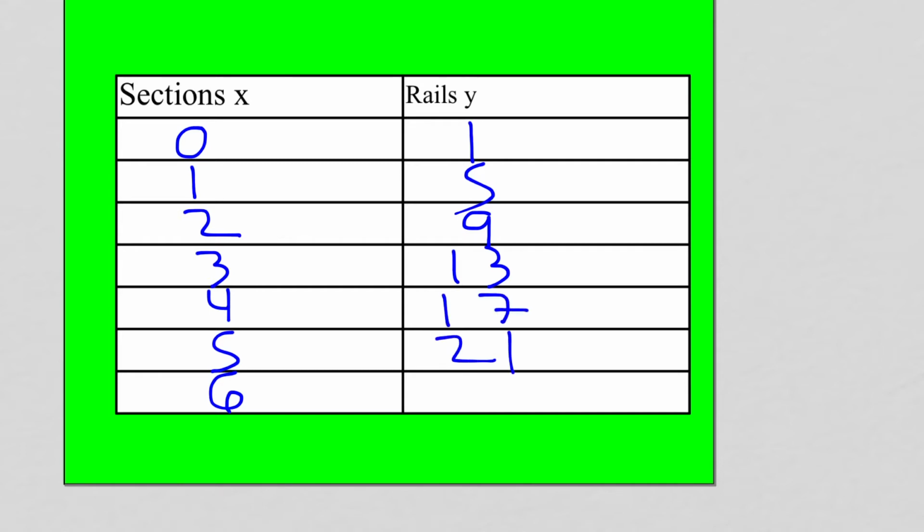We didn't draw this one, but we saw that the pattern was increasing by 4 every time. So the next one would be 25. To go from one section to the next, we were always adding on 4 rails. But we also looked at another pattern. The other pattern was the connection between the sections and the rails.